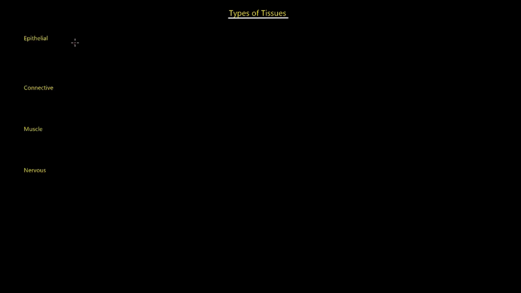So first of all, we have four different types of tissues. We've got epithelial tissue, connective tissue, muscle tissue, and nervous tissue. And those are the four primary types of tissues in the human body and animals as well. So we are going to discuss each one in detail, and we are going to go over how each one works, where they are located, and what's their main function.